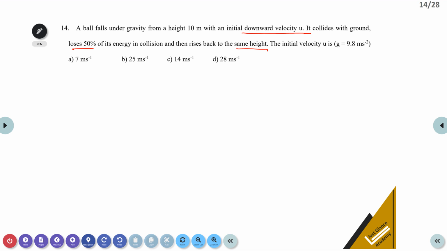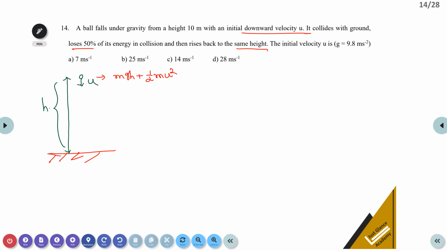Here, if an object is dropped freely, it never comes to the same height. But in this case, the object is dropped with some velocity. If it is dropped like this, what is the height here? H. At the initial point, what is the energy? mgh plus 1/2 m u square.